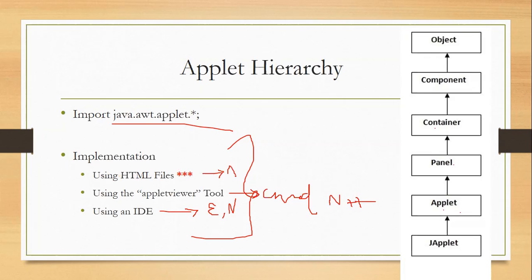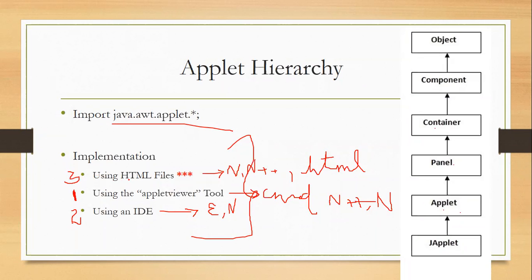Using HTML files means you can write your program either in a Notepad or Notepad++. Here also you can write it in Notepad. Using HTML files, you can write it in Notepad, Notepad++, and you will even have a HTML file. So let's see how to do all that. What we'll do first is we will run it using the applet viewer tool. Second, we will run it using an IDE. And third, we will run it using a HTML file.